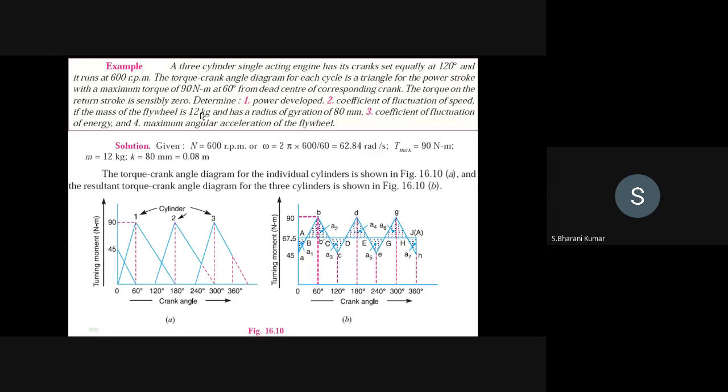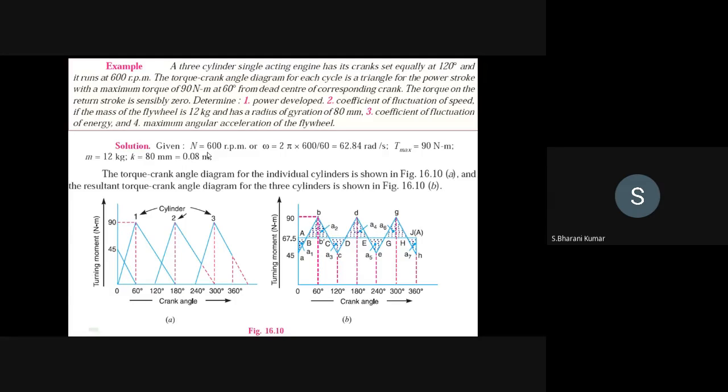Almost all the data they're going to ask us now you want to find out. Only basic data will be given. We want to find out all the remaining data: power developed, the CS value (coefficient of fluctuation of speed), the third one is called coefficient of fluctuation of energy, CE, and another is angular acceleration, the maximum angular acceleration of the flywheel.